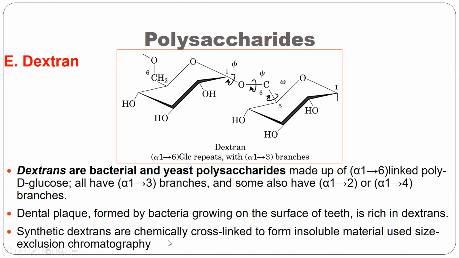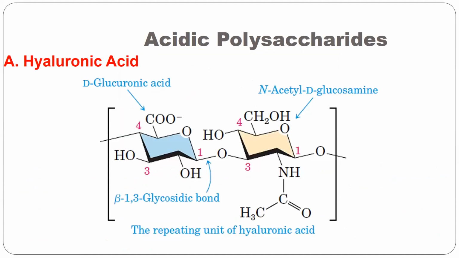Synthetic dextrans are chemically cross-linked to form insoluble material used in size exclusion chromatography. Sometimes dextrans are used in separation science, in organic chemistry, to separate different compounds. But in a natural setting, you can find dextrans from bacterial growth on surfaces. An example is dental plaque, but you can also find dextrans on some other surfaces, formed by bacteria and yeasts. It's a highly branched polysaccharide.